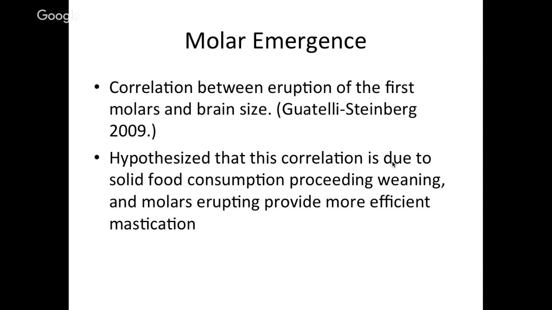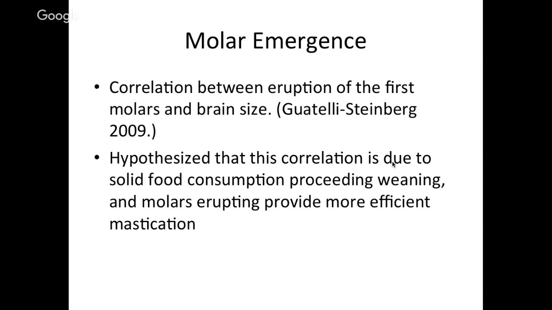And the last human evolutionary change I want to look at is molar emergence. And so there's a correlation between eruption of the first molar and brain size. And it's been hypothesized that this correlation is due to solid food consumption preceding weaning and molars erupting to provide more efficient mastication. So essentially, modern humans, and even early humans compared to apes, were being weaned later and eating solid food earlier, so they needed their molars so they could chew that solid food better.